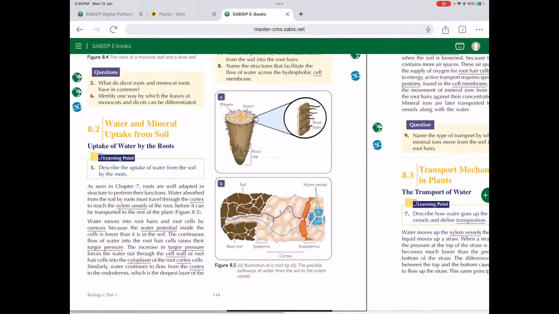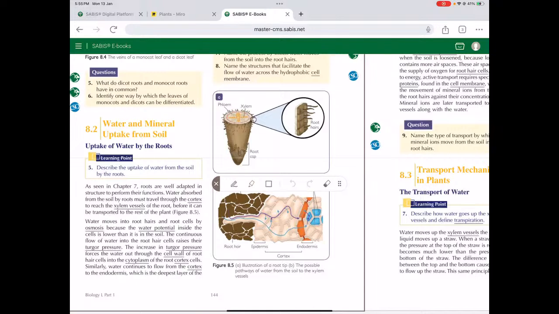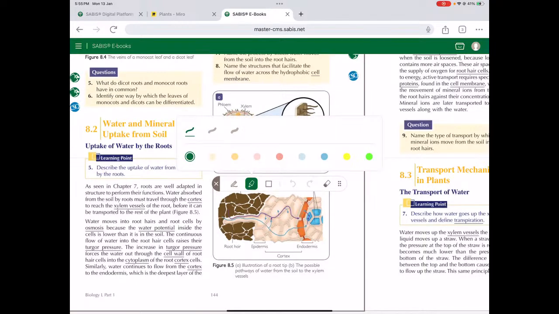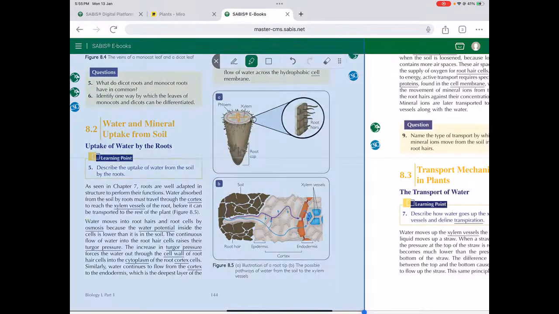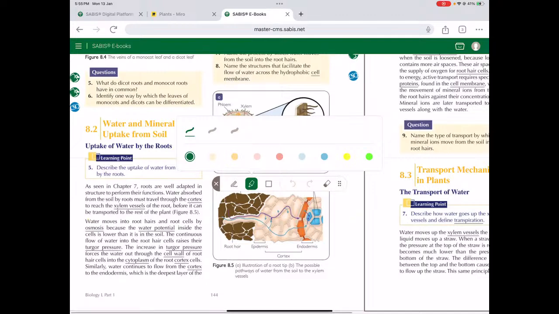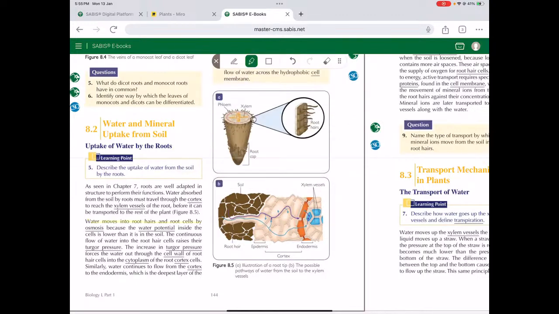Now let's move on to the pathway of the water and mineral uptake from the soil. So we already said the xylem. Okay, let's start from here. So what are we saying over here? Water moves into the root hairs. Why did we say water moves into the root hairs? Because of osmosis. And why? Because we have a lower water potential. So since we have a lower water potential, that's why water will enter.